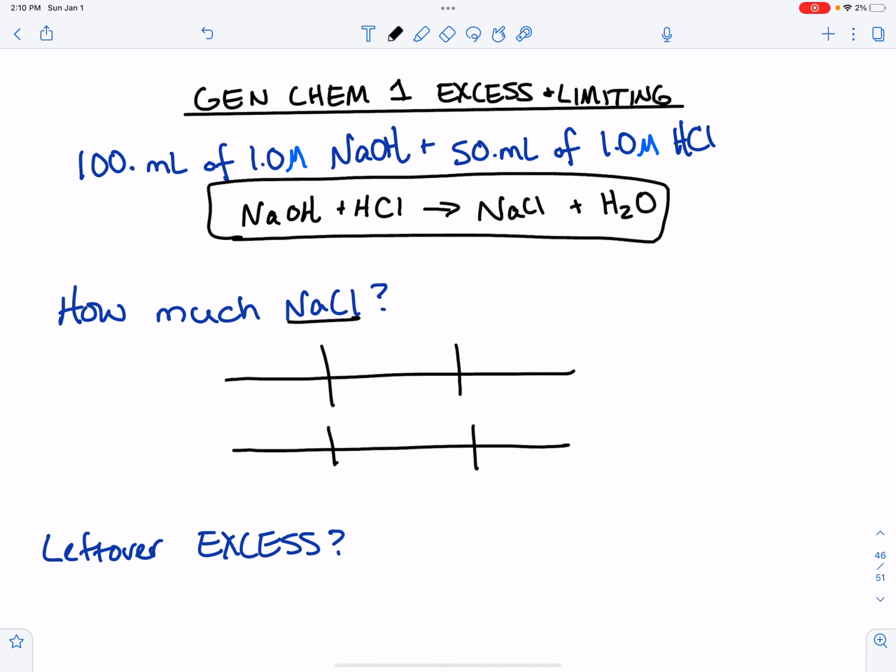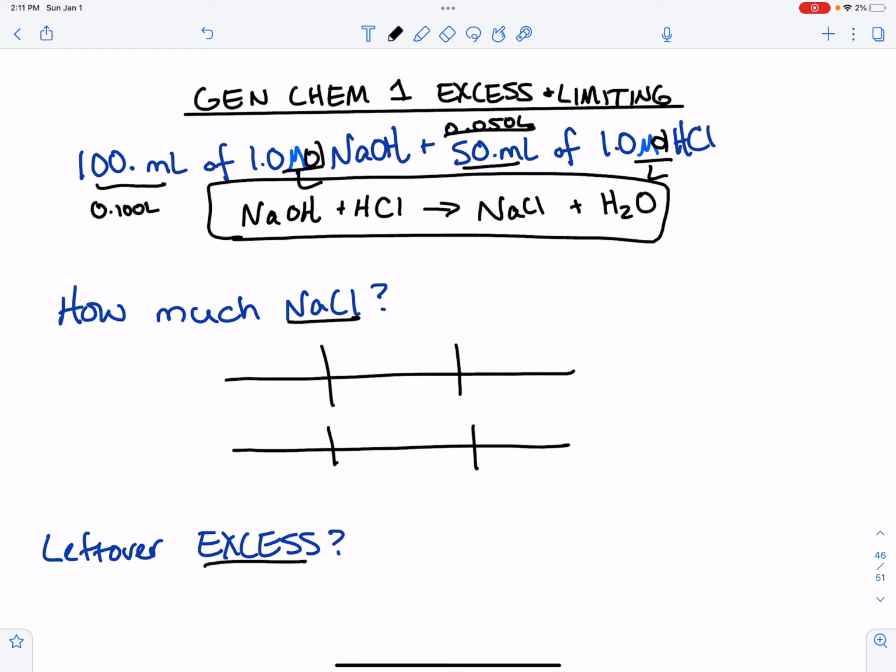First, we've got to figure out how much salt is produced, and then how much is left over of whichever one we have left over, either the base or the acid. All right, the other thing is, remember that this is the same thing as this many liters. That's just dividing it by 1,000. And this one is the same thing as 0.050 liters. And then this is also the same thing as moles per liter and moles per liter.